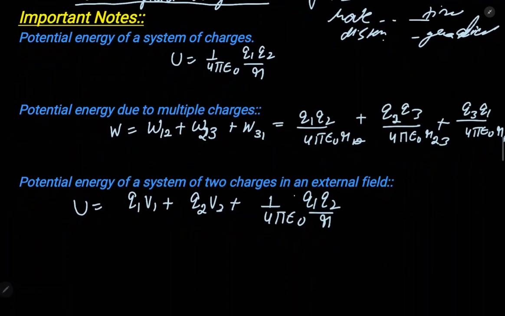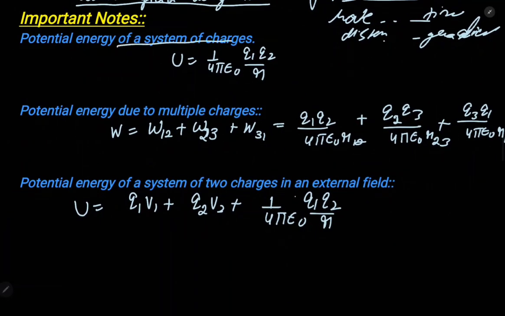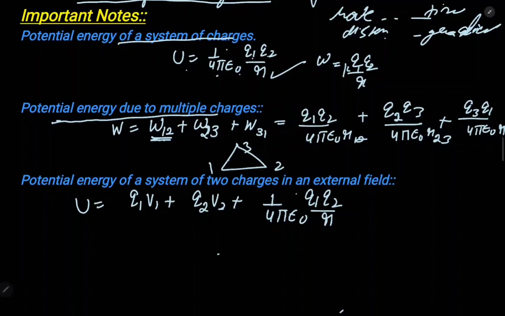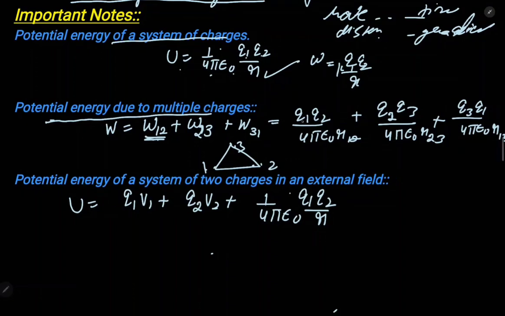Okay, important notes: potential energy of a system of charges. If you have to find the potential energy, then it is equal to work done, and work done is equal to q1 q2 upon r. So U is equal to 1 upon 4 pi epsilon naught times q1 q2 upon r. If I have to find the potential energy due to multiple charges, say there is a triangular arrangement, I label them 1, 2, 3. First of all I will find the electric potential energy between 1 and 2, then 2 and 3, and then 3 and 1, with separations r12, r23, r13, and charges q1 q2, q2 q3, q3 q1.